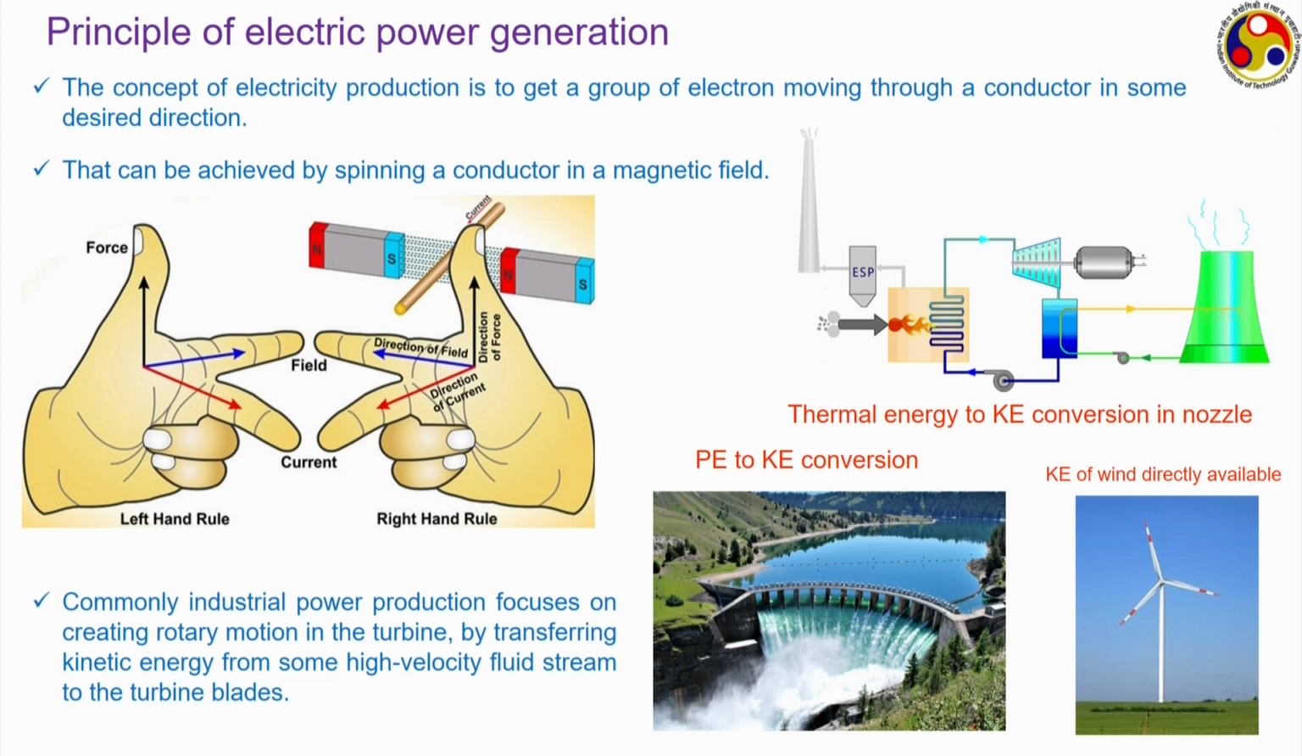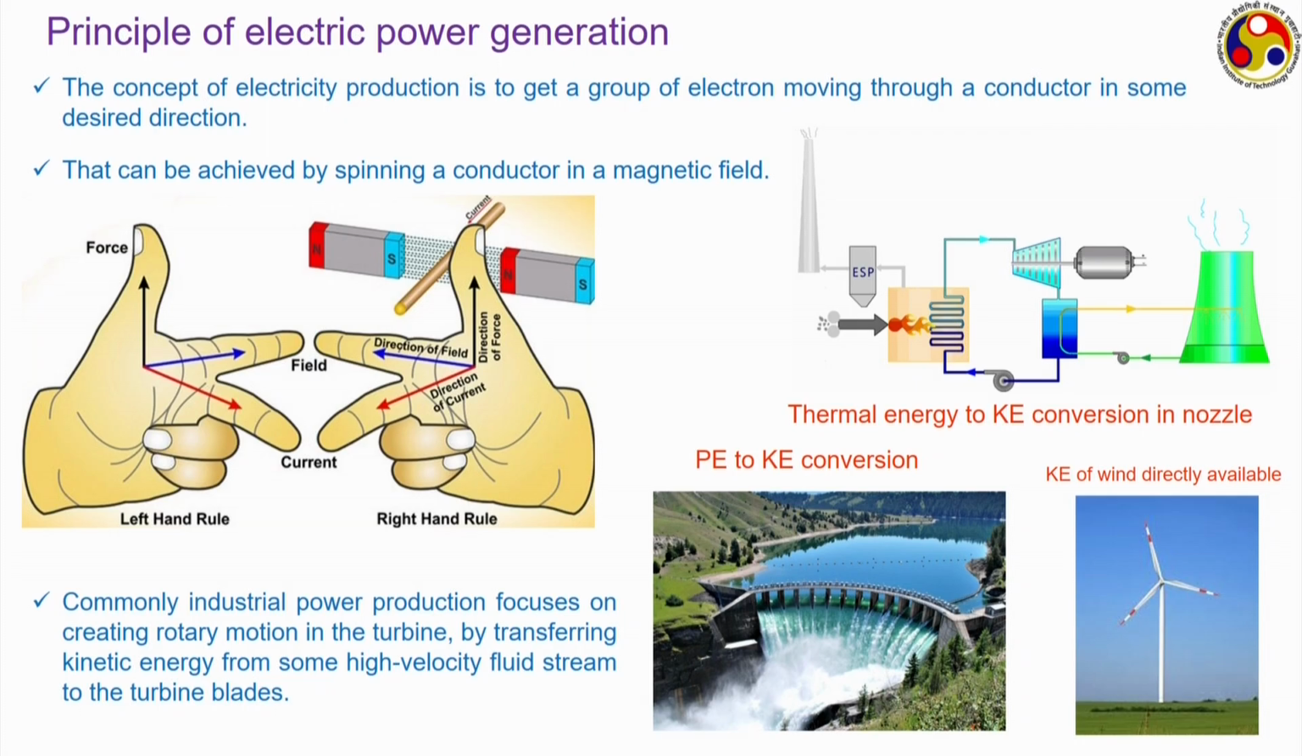We create the rotary motion of the turbine by heating the turbine blades with some high velocity fluid stream, so that the kinetic energy of the fluid stream is transferred to the blades and subsequently to the shaft, and an alternator is mounted on the same shaft, which gives us the electricity as the output. Now, the difference between different kinds of power stations is the way of producing that high velocity fluid stream.